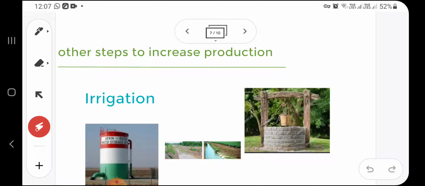So these are the irrigational facilities. Most of the people depend on rain for crop production.